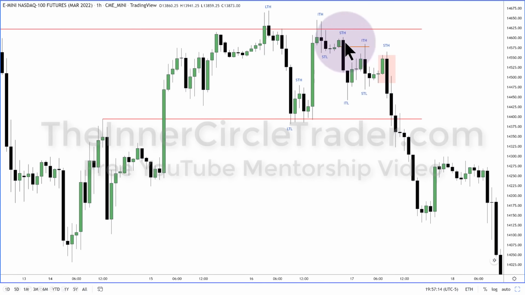Just as well on the opposite end, this down move here, that's a fair value gap. As soon as it rebalances there, that's what I classify as an intermediate term high. Now here's where we take a huge step forward.